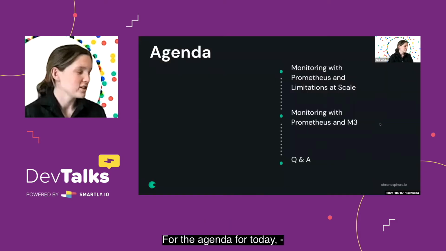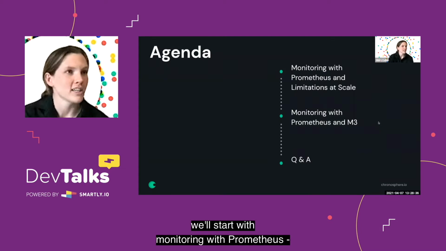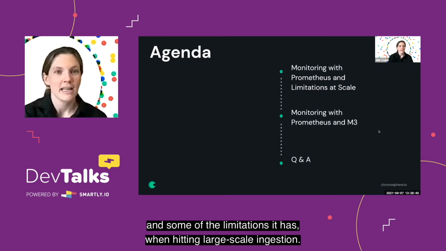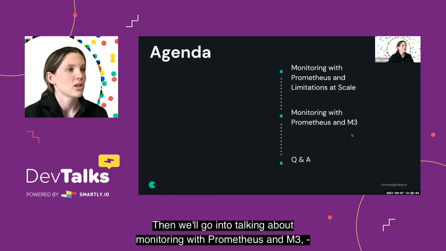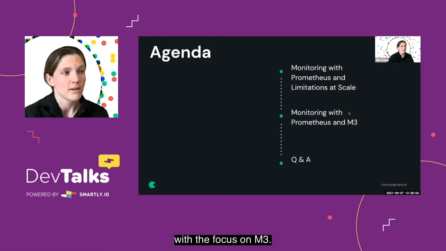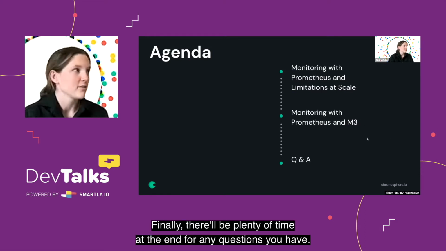So for the agenda for today, we'll start out talking about monitoring with Prometheus, and some of the limitations it has out of the box when hitting large scale ingestion. Then we'll go into talking about monitoring with Prometheus and M3, with a focus on M3. And then finally, there'll be plenty of time at the end for any questions you may have.